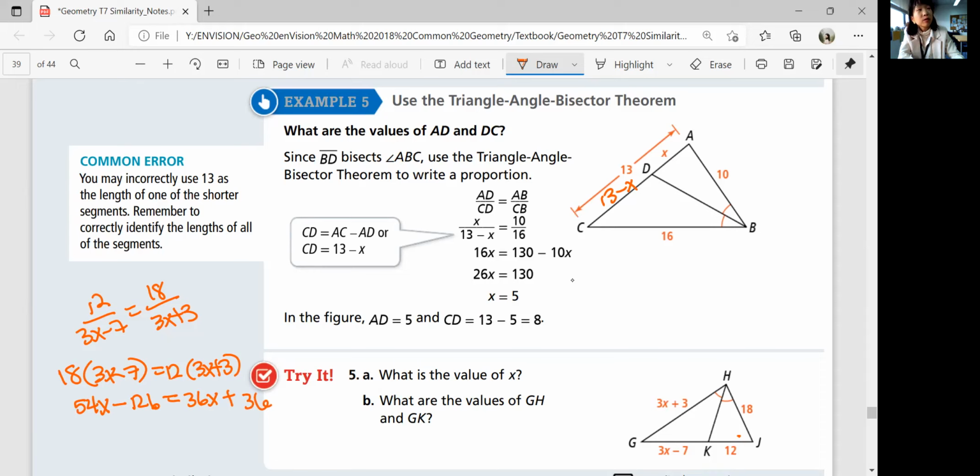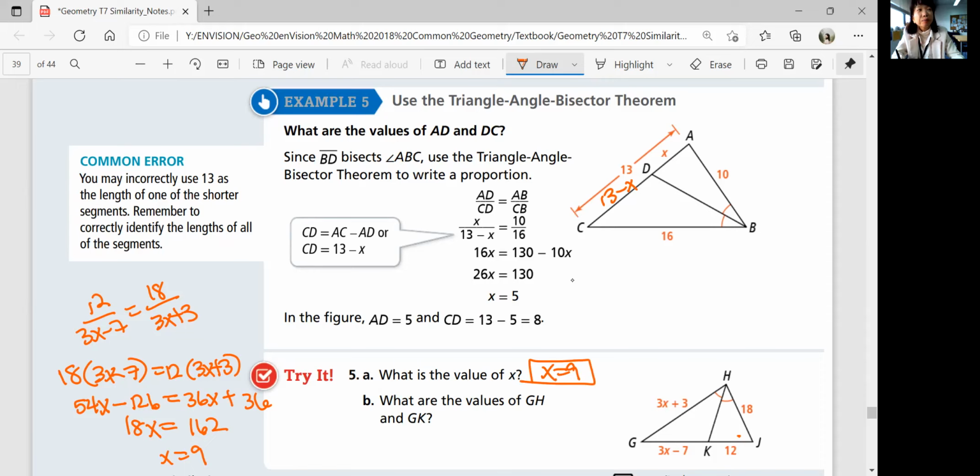Okay, and then you add the like terms. 54x minus 36x is 18x. Then 126 plus 36 is 162. So divide 162 by 18, x is equal to 9. So there's your value of x. x is equal to 9.